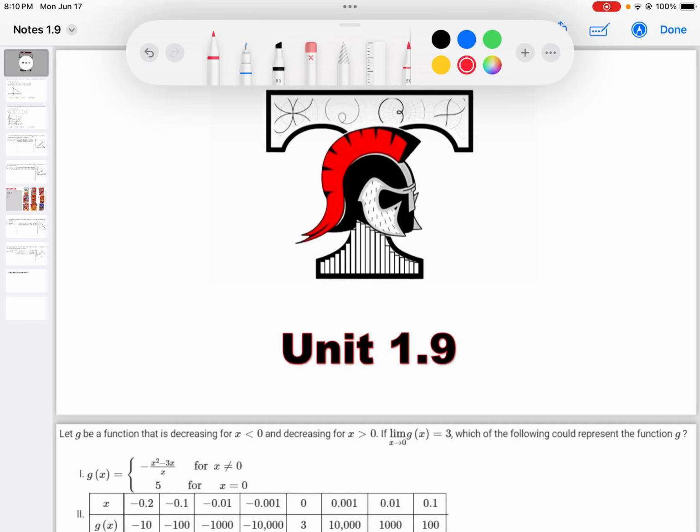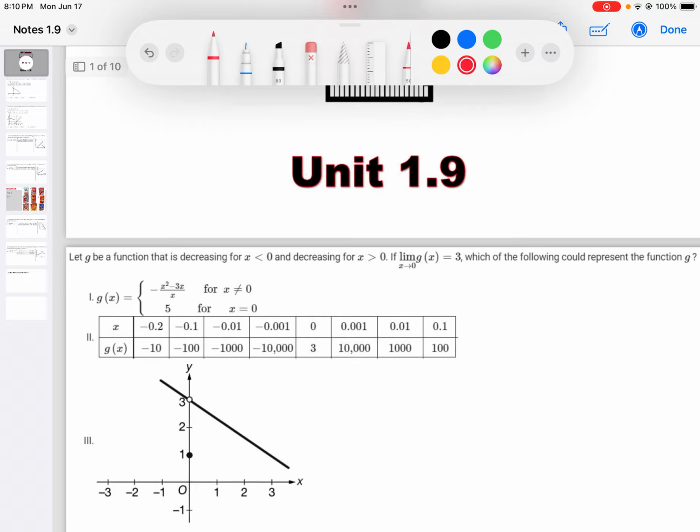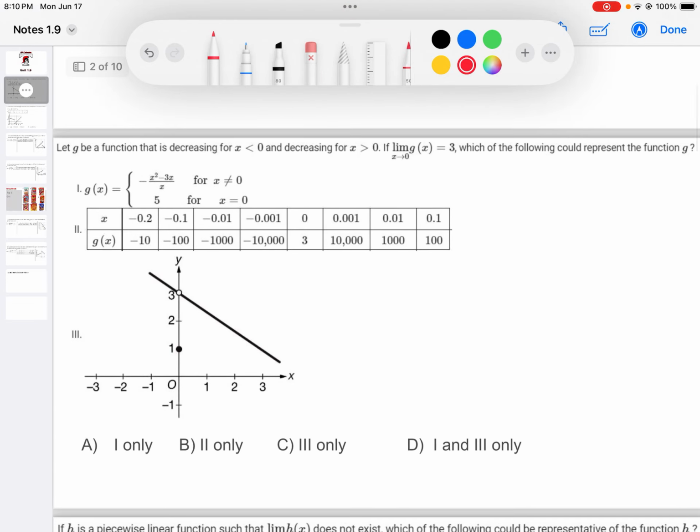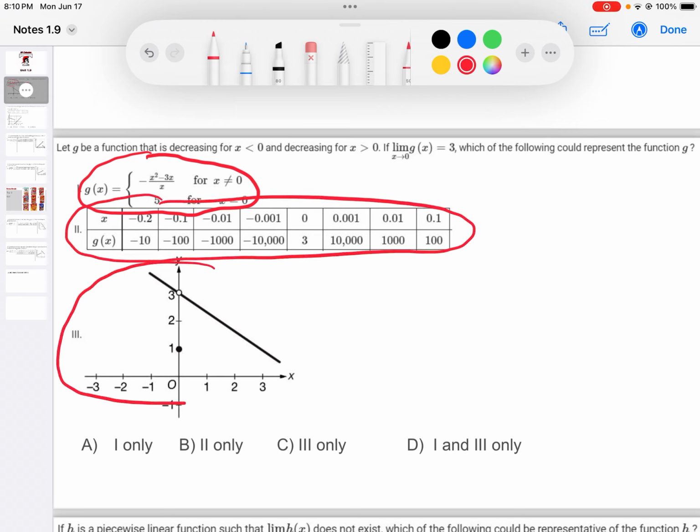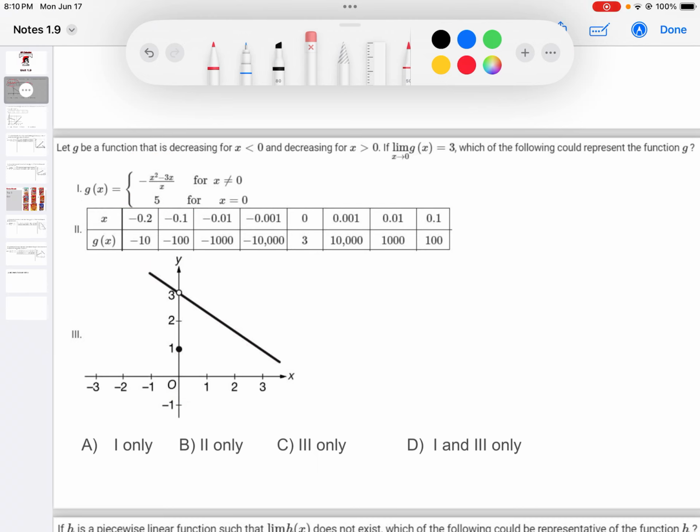Hi guys, in this video we're talking about limits again, but this time we're talking about connecting multiple representations of limits. A lot of these are test-type questions, and the different representations we're going to look at are piecewise functions. Given a function given piecewise, we'll be given some tables, and then we'll also be given some graphs. That's kind of the main theme here.